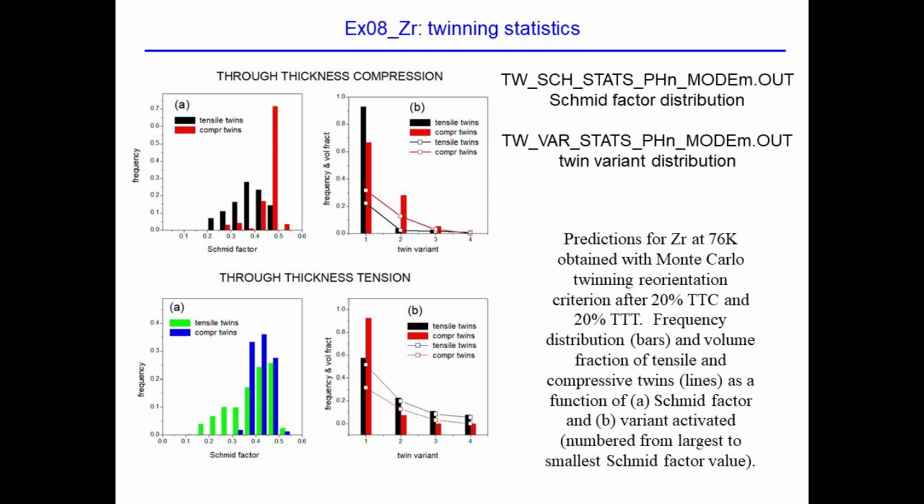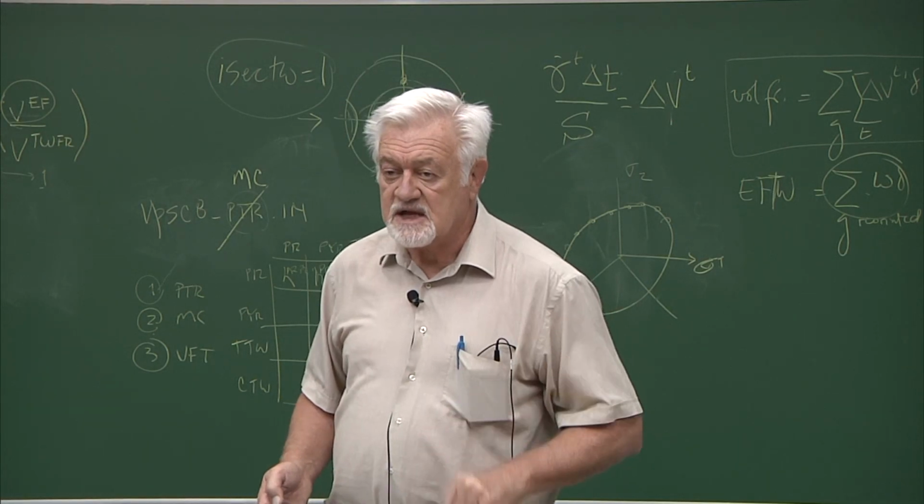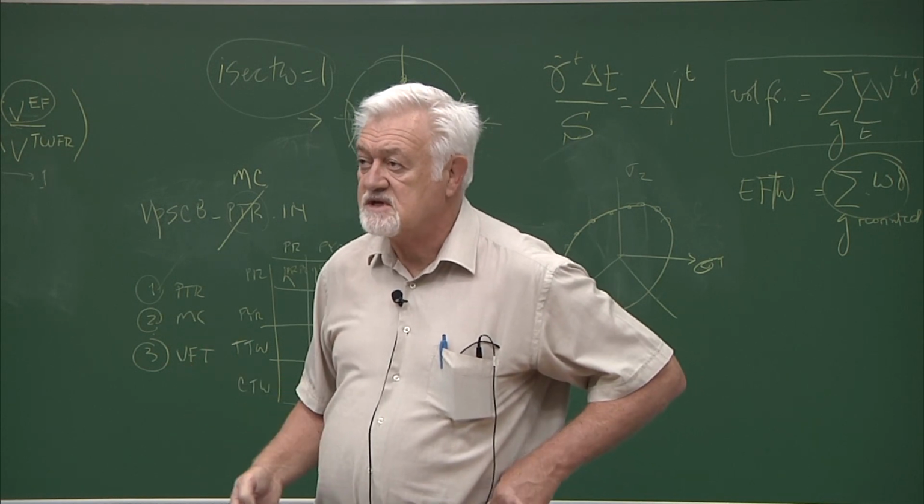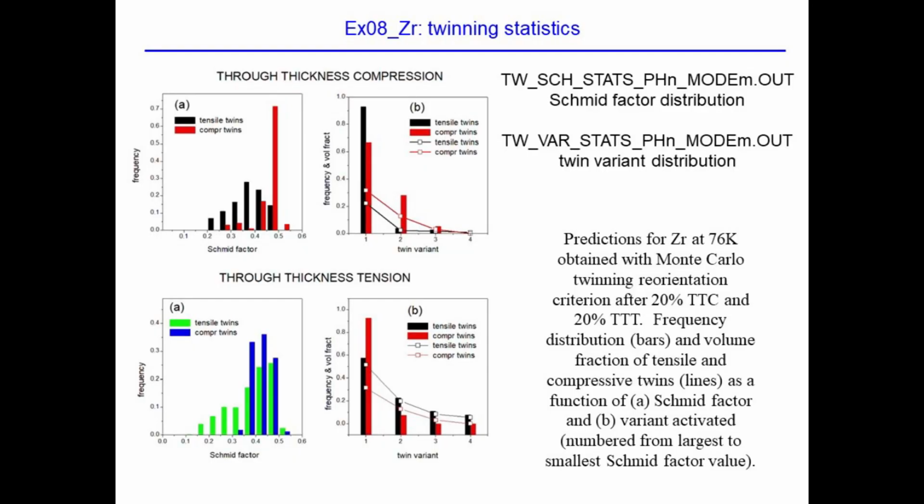If we look at the tensile twins, the Schmidt factor typically goes from 0 to 0.5. In reality, it can go a bit off those values, because the Schmidt factor that goes from 0 to 0.5 is defined only for a tensile test done with one single system being activated. Our definition is a bit more general, so it can go a bit beyond that, but not much beyond that.